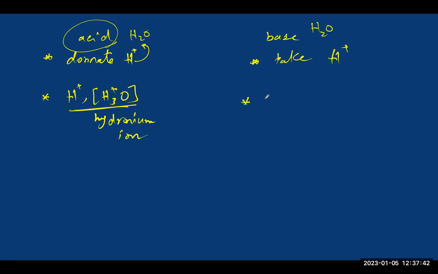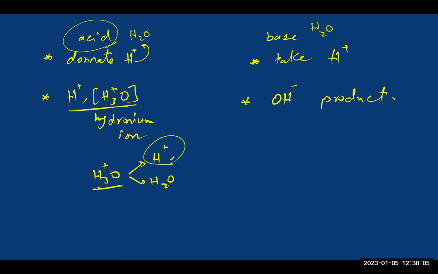Okay, and if it's a base, you will find OH minus in the equation as a product. If it's an acid, you will find hydronium ion. And again, what is hydronium ion? H3O plus is just H plus with H2O. This will combine and give you the hydronium ion. And if you have hydronium ion, it means this substance contains a proton or H plus, so it's an acid. Okay.